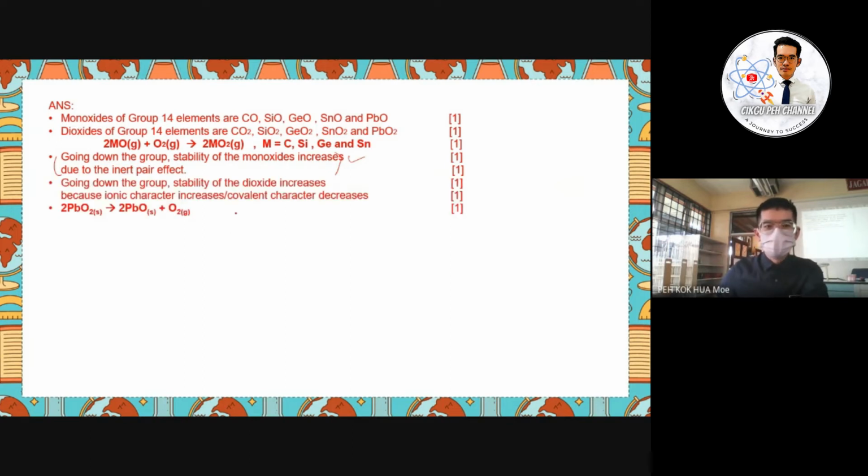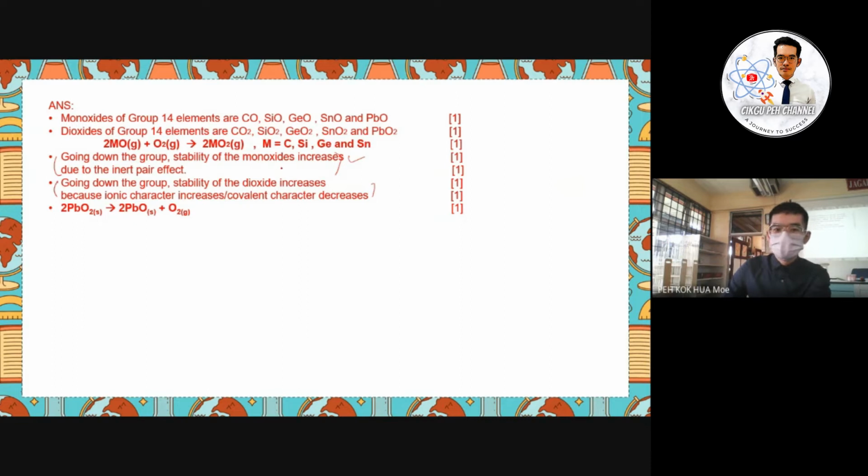Okay, so going down the group, the stability of the oxide decreases because the ionic character increases. The lead oxide, lead monoxide, will be an ionic compound, right? So that means the stability of the group will be changed from the covalent. You see, covalent character decreases and it becomes more ionic character. So here also 2 marks.